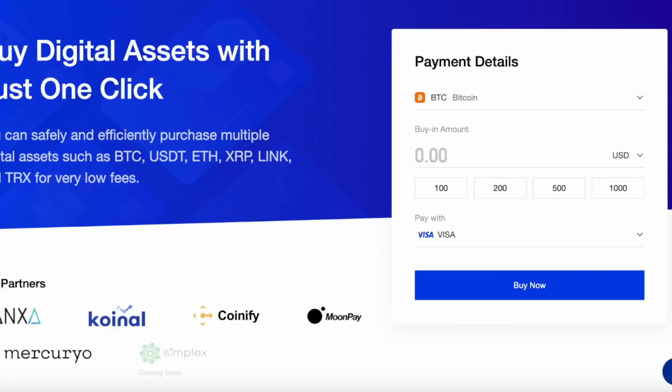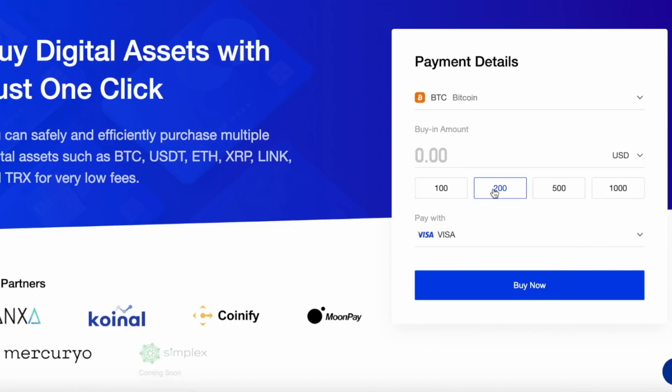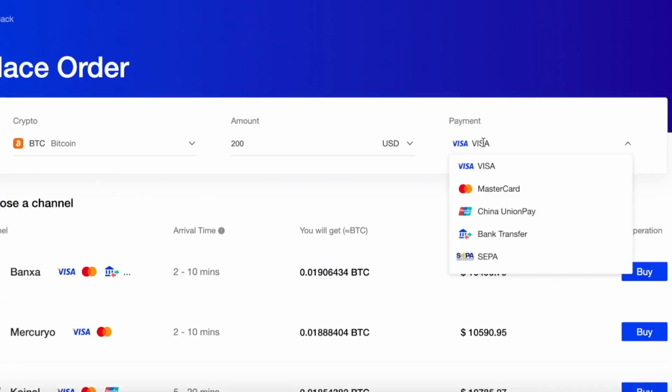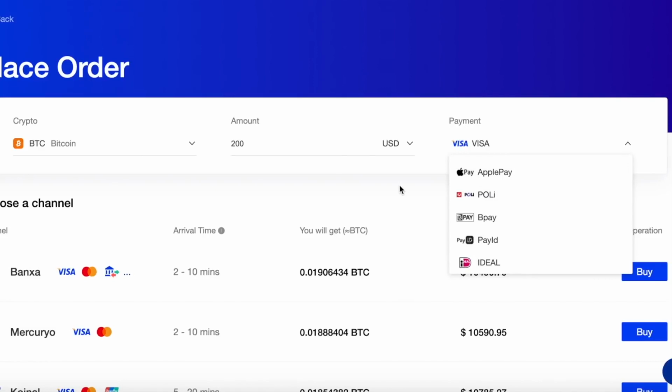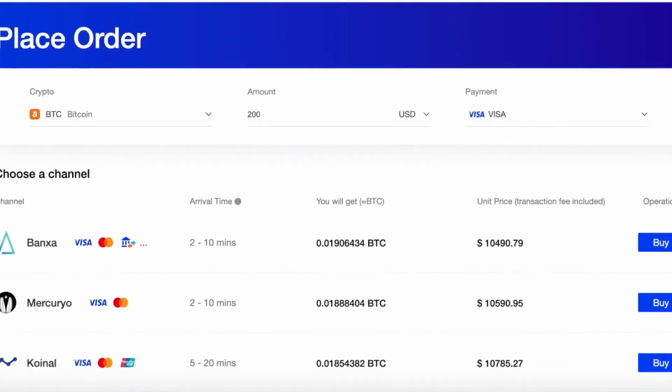Another interesting feature on Phemex is that you can buy digital assets with just 1 click. If you click here, you want to buy Bitcoin, for example. Let's say you want to buy $200 worth of Bitcoin. You can click buy now, and you can use different payment options here: Visa, MasterCard, bank transfer, SEPA, and all of these different options are available for you. This is yet another feature that makes Phemex stand out from its competitors.